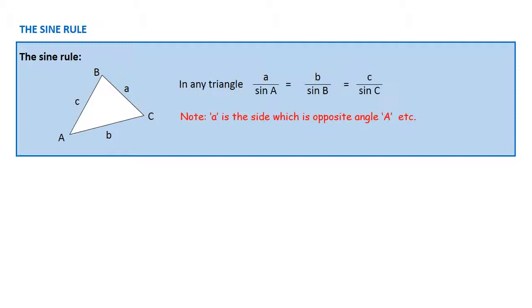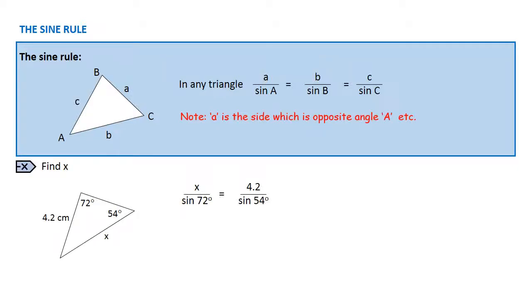Let's have a look in the context of a worked example. We wish to find side x, so we can say that side x over the sine of the angle opposite it, so x over the sine of 72, is equal to 4.2 over the sine of the angle opposite. So it's 4.2 over the sine of angle 54.